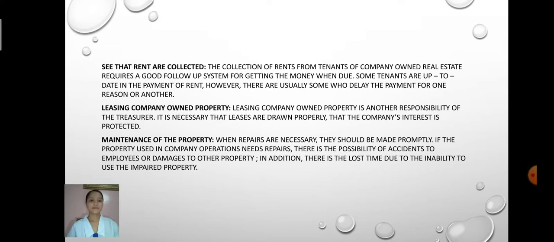Maintenance of the property. When repairs are necessary, they should be made promptly. If the property used in company operation needs repairs, there is the possibility of accidents to employees or damage to other property. In addition, there is the lost time due to the inability to use the impaired property.